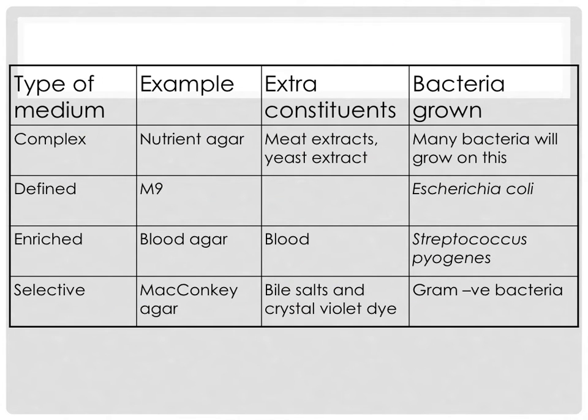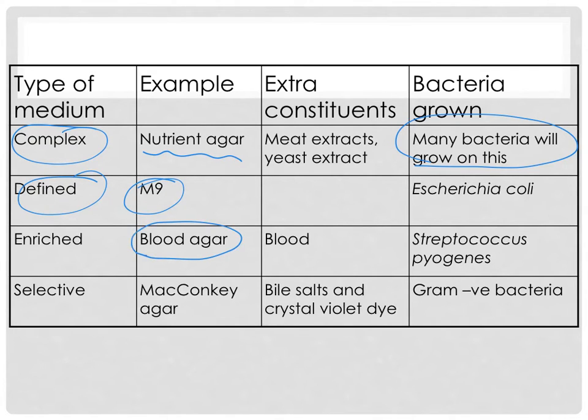So here are some examples of the types of media you might come across. The example that I was talking about earlier, complex media, an example of that's a nutrient agar. That's the agar that you've usually got in the school lab, and lots of bacteria will grow on that. More specialised types of media, defined media, and there's one here called M9, and the bacteria that you would grow on that would be your E. coli or Escherichia coli.